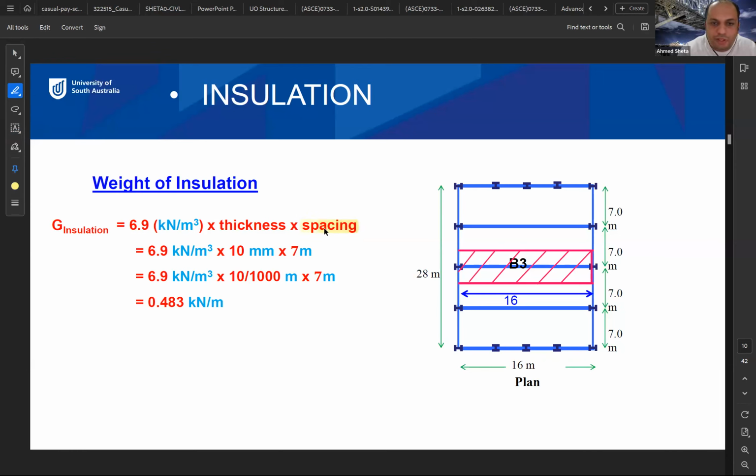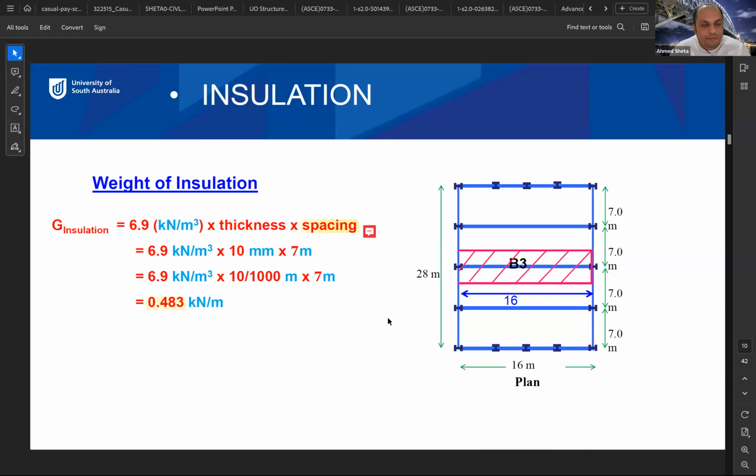Okay, so how much is this one? This is 7 meters, as you can see. So still the load width of our beam. Okay. So now we find the load on the beam from insulation, which is 0.483. Okay.